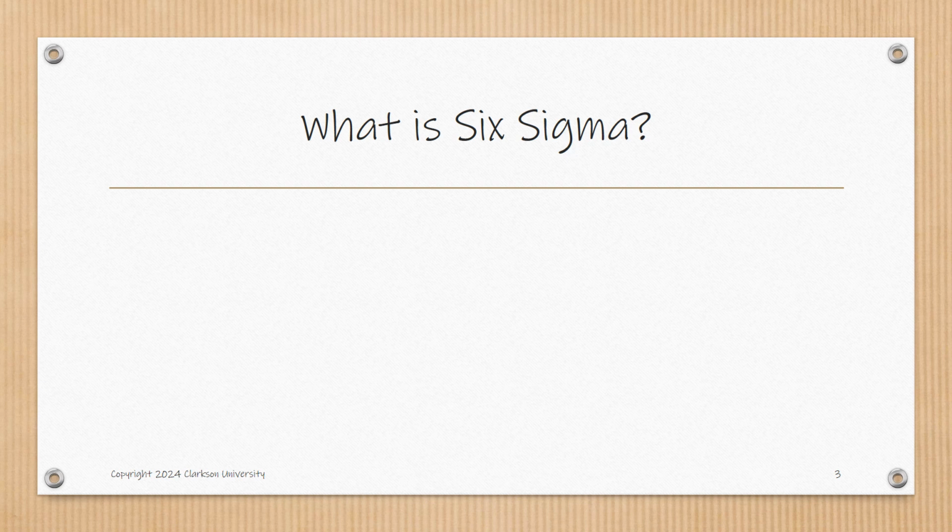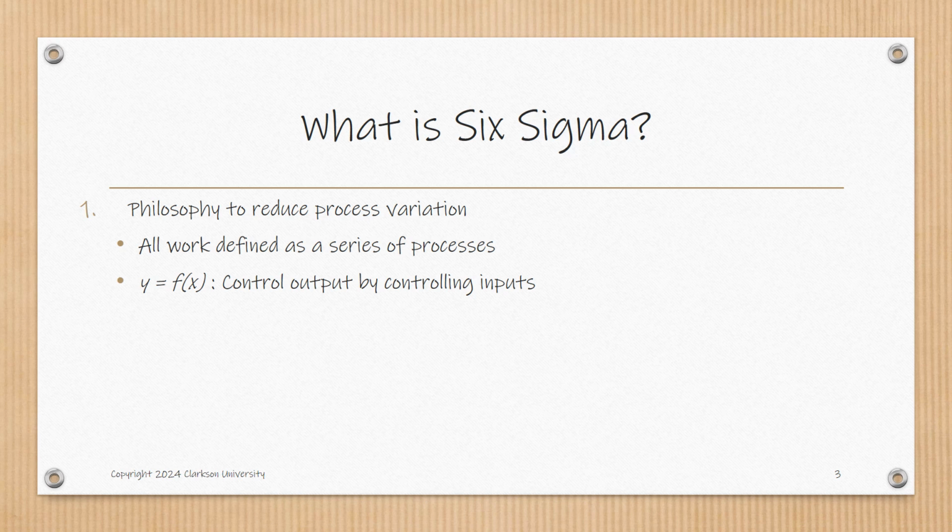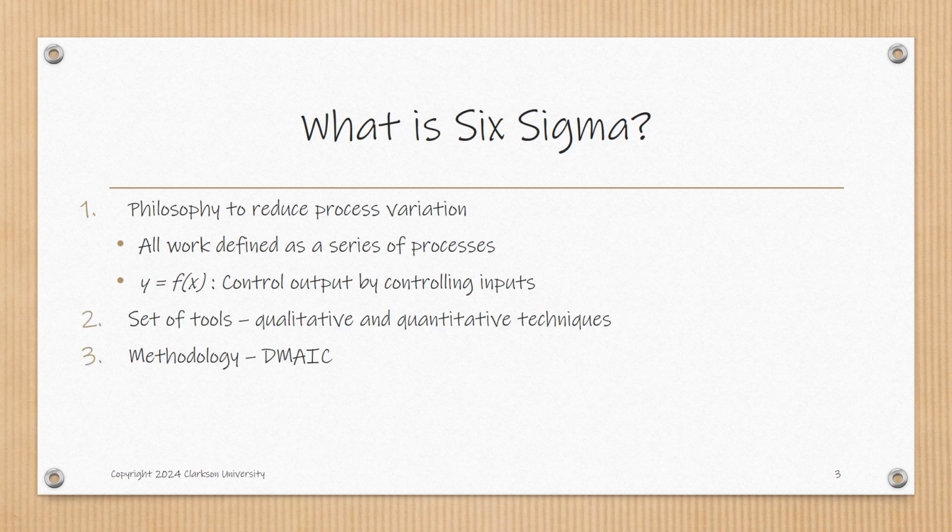The term Six Sigma can mean many things to organizations that follow its principles. First, Six Sigma represents a philosophy that can be applied to reduce process variation by defining all work as a series of processes and controlling the output by controlling the input variables. Six Sigma incorporates a set of qualitative and quantitative tools applied in a five-phase approach known as DMAIC. This will be further defined later in this module.